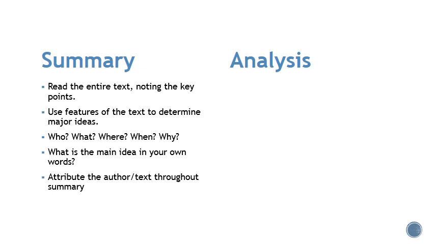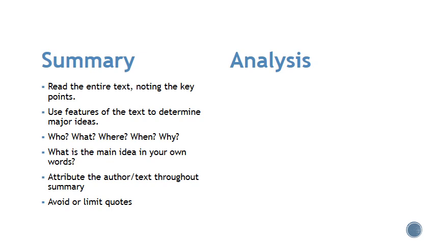Make sure to attribute the author and/or text throughout the summary so the reader can tell the difference between your ideas and the author's ideas. You will want to avoid or limit quotes. That is because a summary is supposed to put a text into your own words as opposed to having quotes doing the explaining for you.